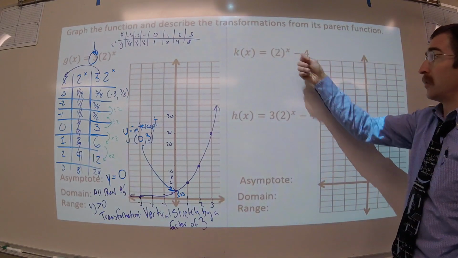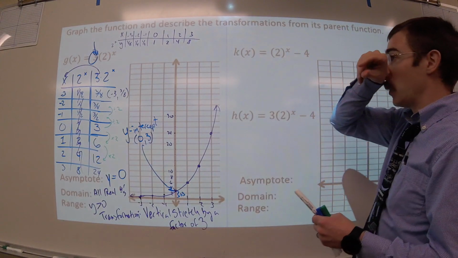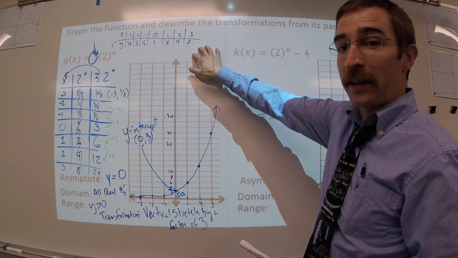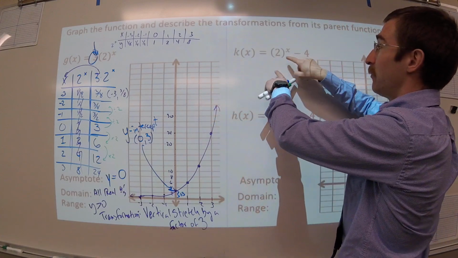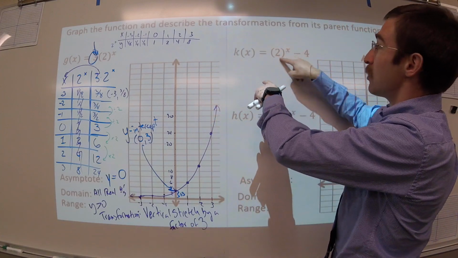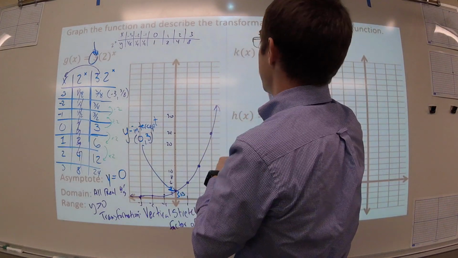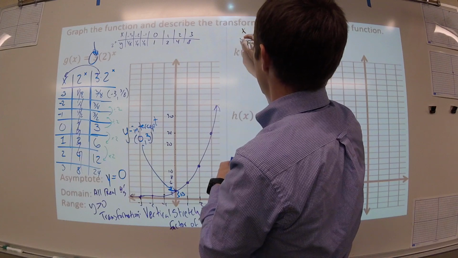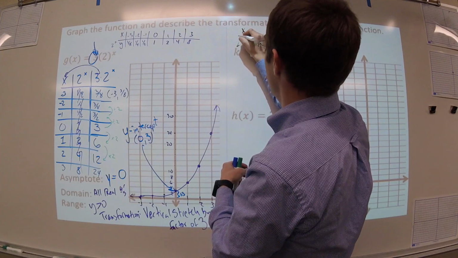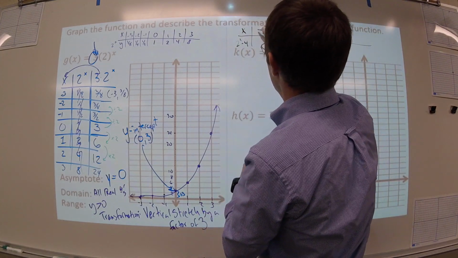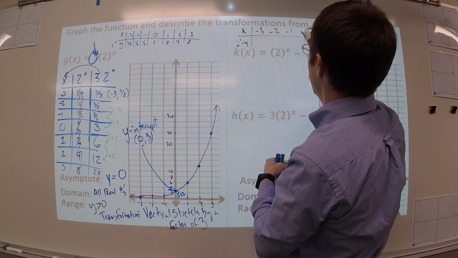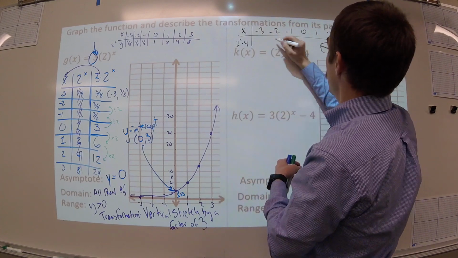Let's move on to 2 to the x minus 4. What's happening here is we're just subtracting 4 from all of these 2 to the x answers. So if I have the same x's, let's say we have x, and then here I have 2 to the x minus 4 as my y. So negative 3, negative 2, negative 1, 0, 1, 2, 3.